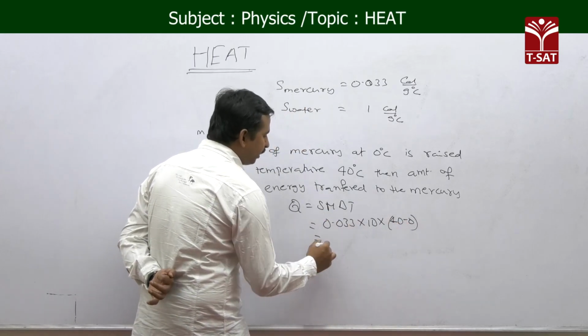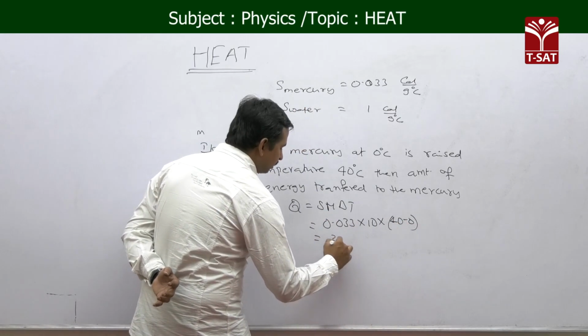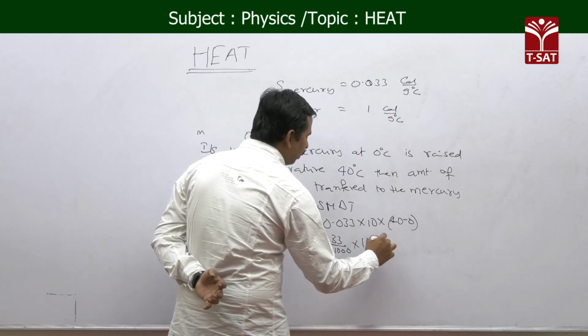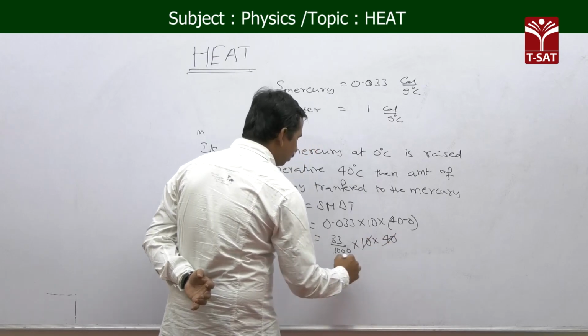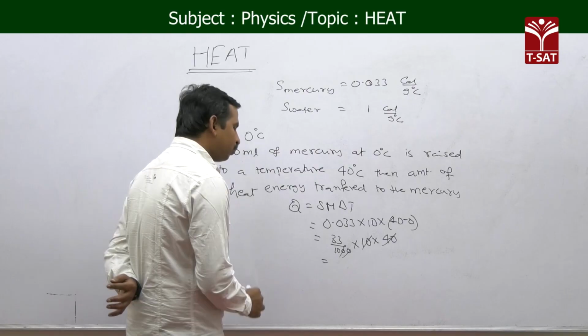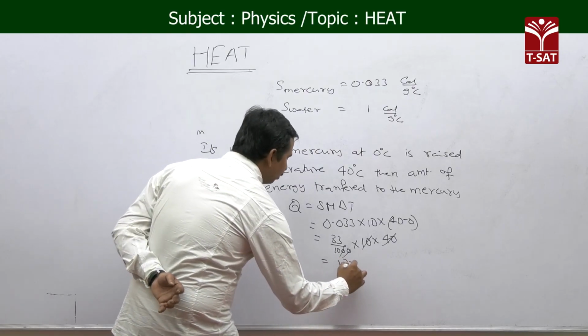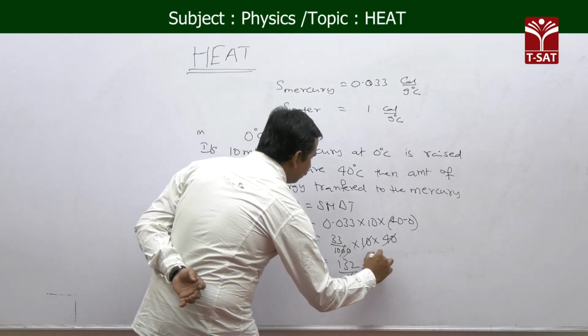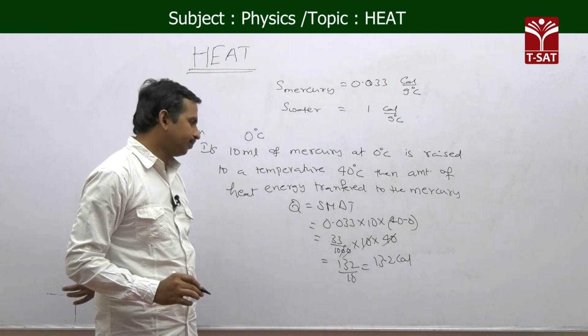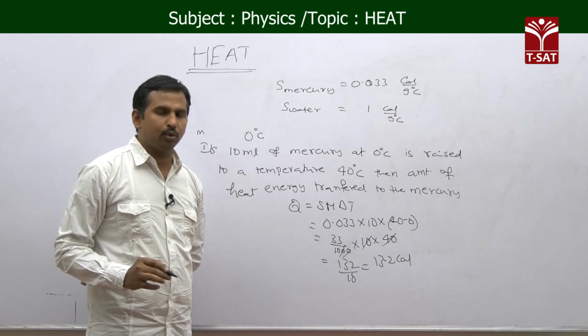So 0.033, which is 33 by 1000, into 10 into 40 minus 0, which is 40. Both the zeros get cancelled and finally we get 33 into 4, 132 by 10, which is 13.2 calories. Okay, only 13.2 calories we are getting.